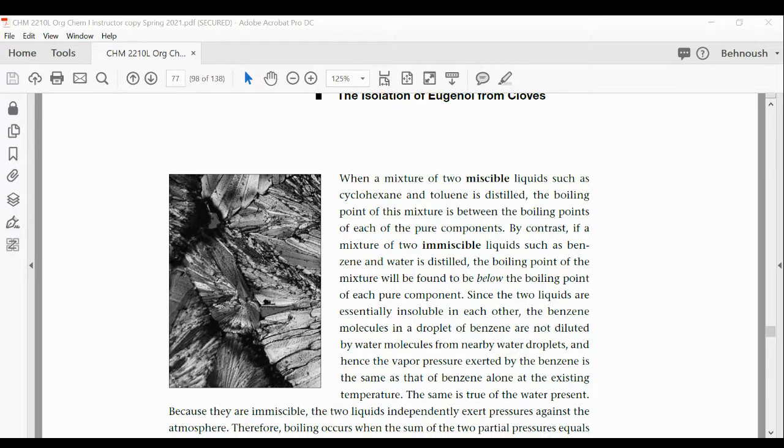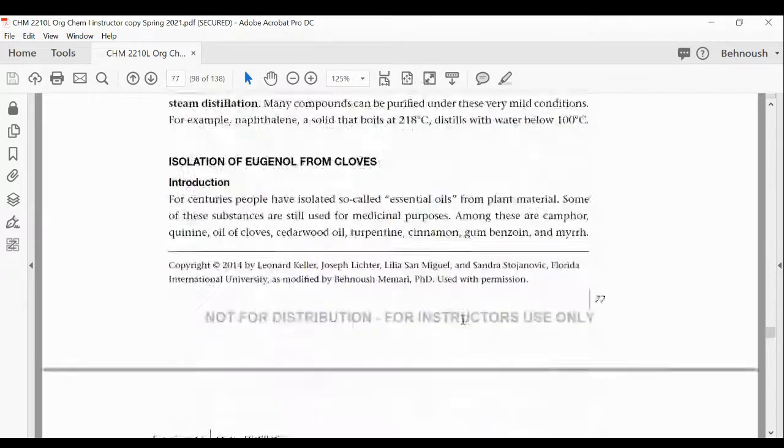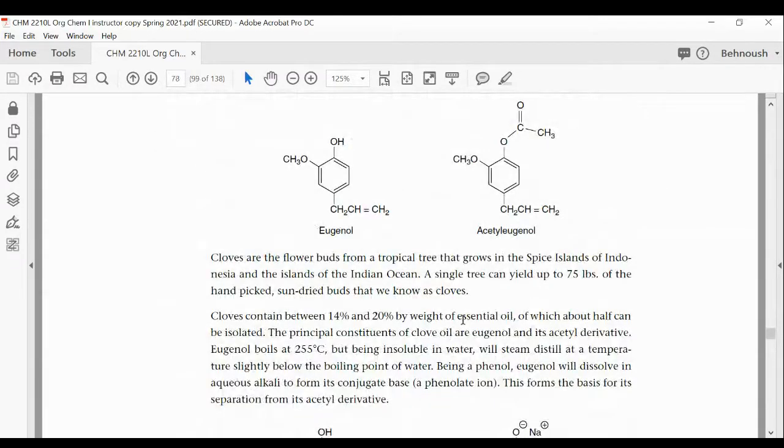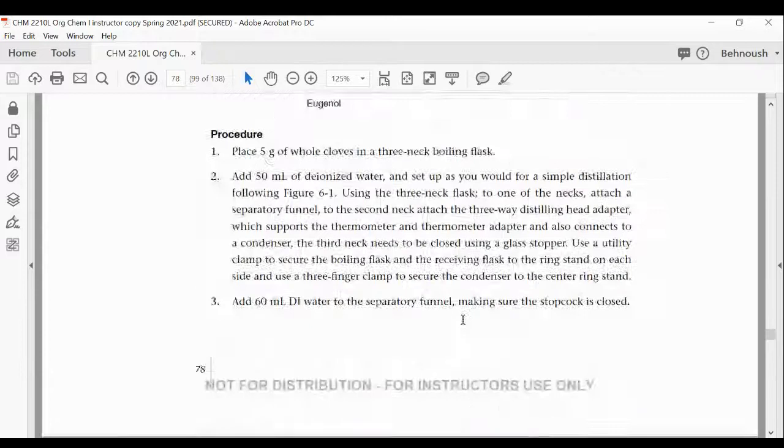You are going to provide enough heat to increase the temperature to 100 degrees rather than 250 degrees Celsius. But the major concern is decomposition, and we're trying to avoid decomposition. The setup for steam distillation is very similar to simple distillation, with a minor difference.